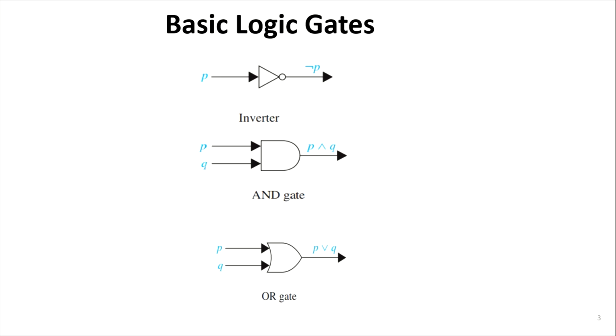Now let's look at the basic logic gates. We have the inverter, or the NOT gate. This is the illustration for the NOT gate: a triangle with a circle at the tip. Next, we have the AND gate. And we have the OR gate.